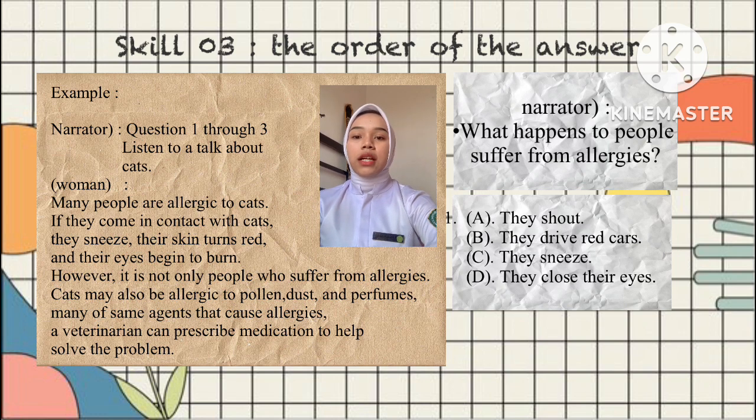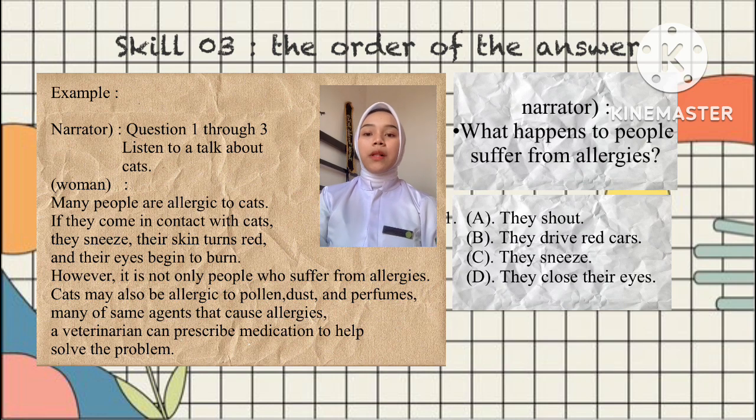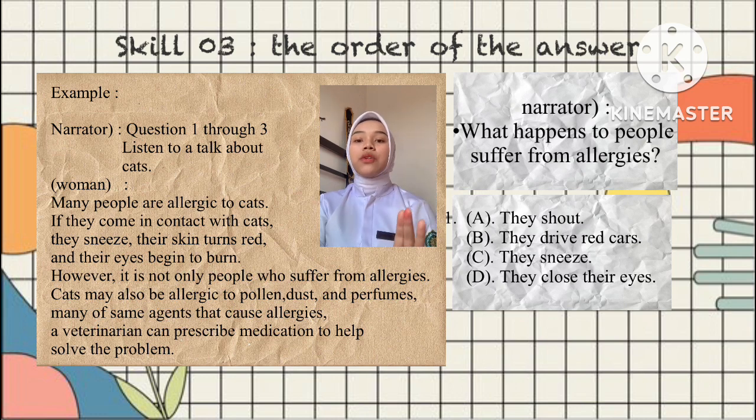Okay, narrator. Question, listen to a talk about cats. Woman, many people are allergic to cats. If they come in contact with cats, they sneeze. Their skin turns red and their eyes begin to burn. However, it is not only people who suffer from allergies. Cats might also be allergic to pollen, dust, and perfumes. Many of Sam's agents that cause allergies. A veterinarian can prescribe medication to help solve the problem.